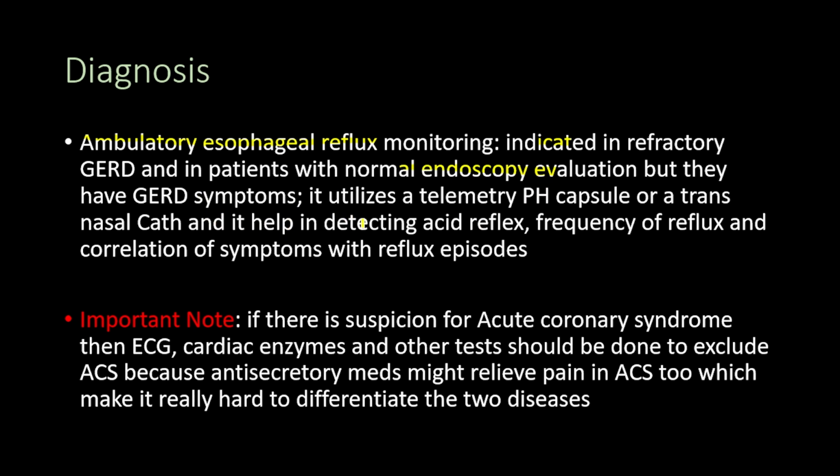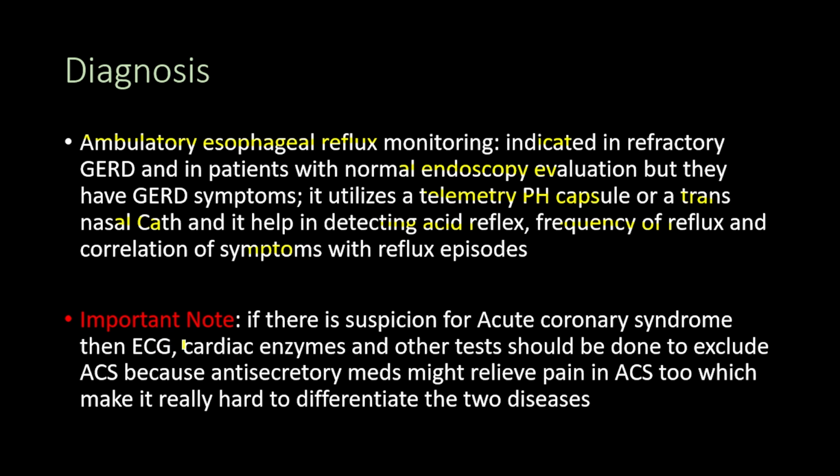Now, the ambulatory esophageal reflux monitoring utilizes a telemetry pH capsule, or it utilizes a transnasal catheter, and both of those can be used to detect the acid reflux, the frequency of the acid reflux, and the correlation of the acid reflux with the symptoms. And this is very helpful in diagnosing GERD in refractory cases and in patients with normal endoscopy.